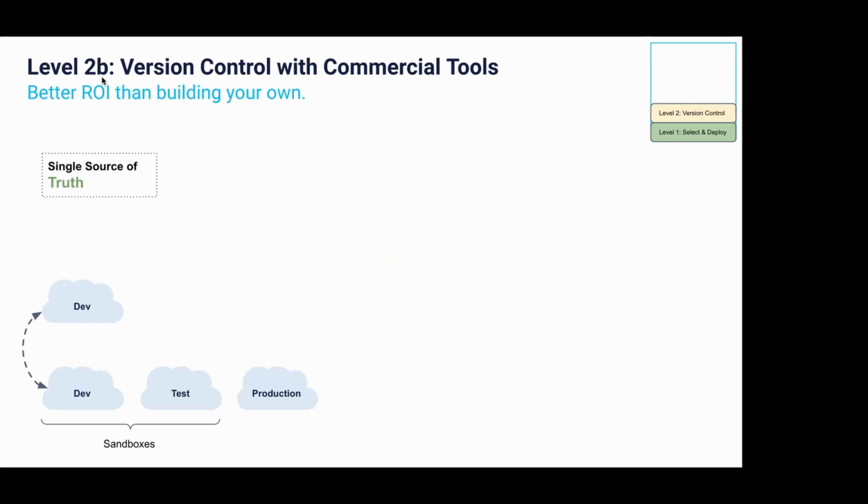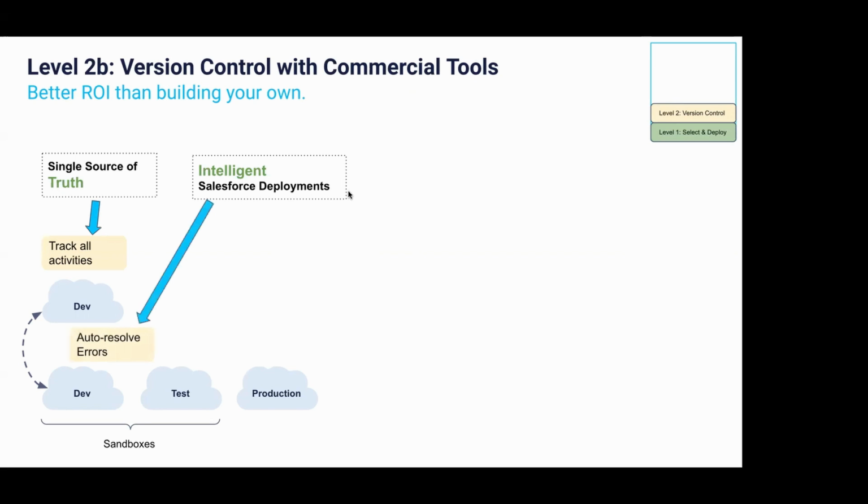And so this is where these commercial tools come in. Version control with commercial tools, they bring a lot of benefits that are hard to get with scripts. They give you a single source of truth. You can track all the activities in one central tool, but also some of this intelligence. They've done actually parsing the XML and metadata, and they know how to pull things apart. And they've spent a lot of time coding things on the back end so that you don't have to. So you can have things like auto-resolving errors and seamlessly deploying complex changes. And more of these commercial tools can also help you to deploy data.